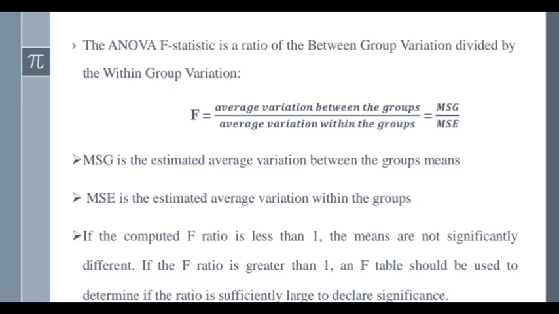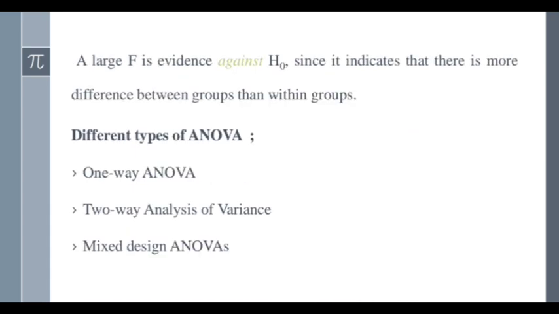If the computed F ratio is less than 1, the means are not statistically different. If it is greater than 1, there is a difference. A large F is evidence against H0, since it indicates there is more variation between groups than within groups.